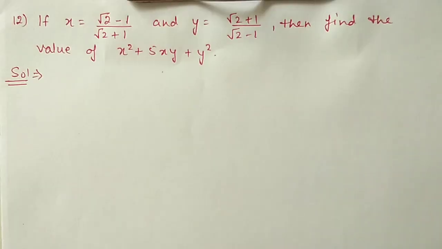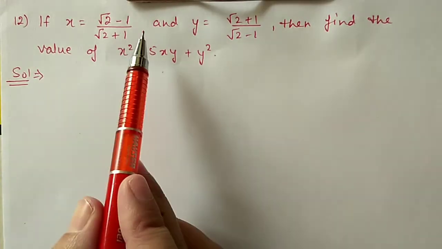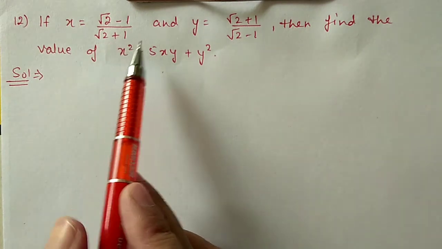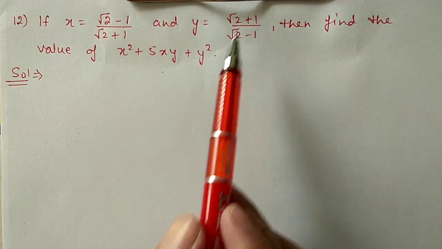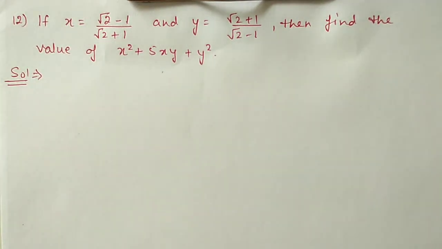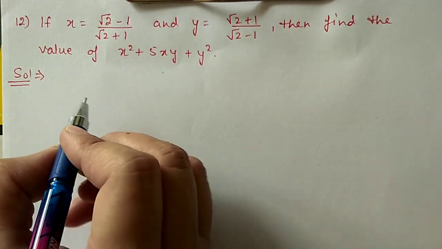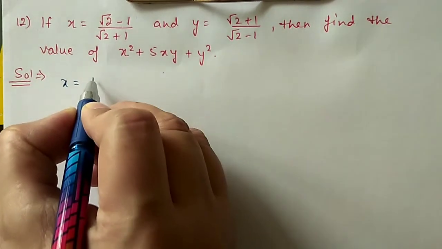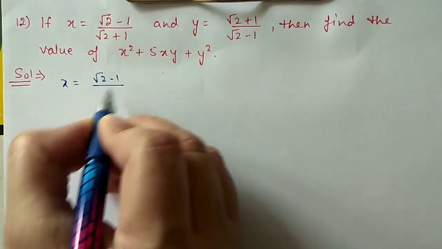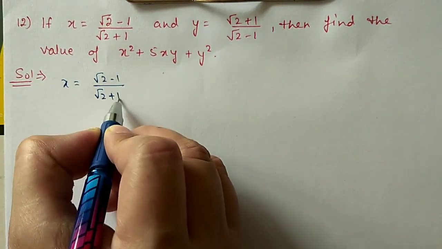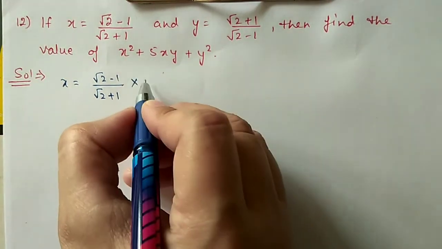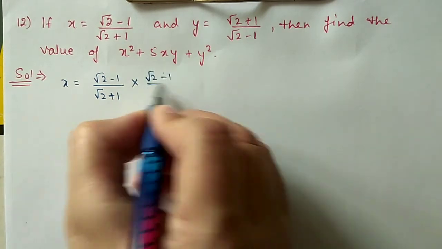Next question number 12. If x is equal to root 2 minus 1 divided by root 2 plus 1 and y is equal to root 2 plus 1 divided by root 2 minus 1, then find the value of x square plus 5xy plus y square. So first x and y we will rationalize. X is equal to root 2 minus 1 divided by root 2 plus 1. To rationalize it, we need to multiply root 2 minus 1 up and down.